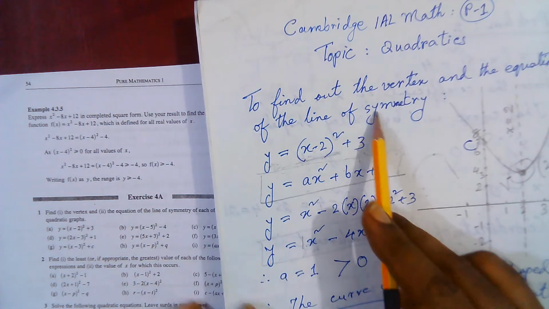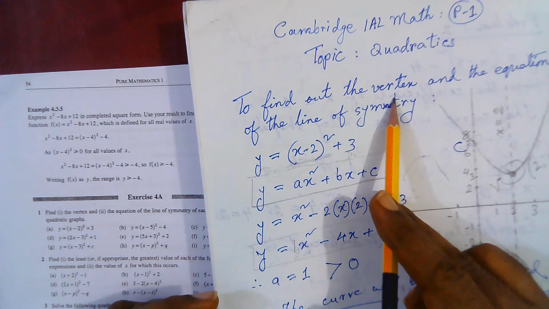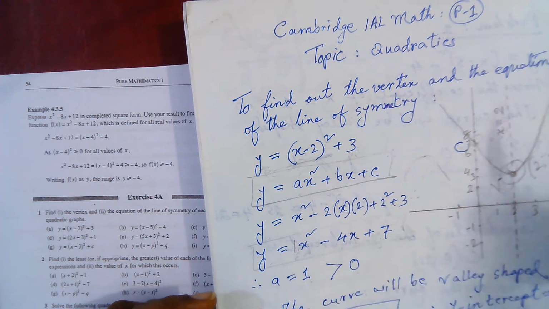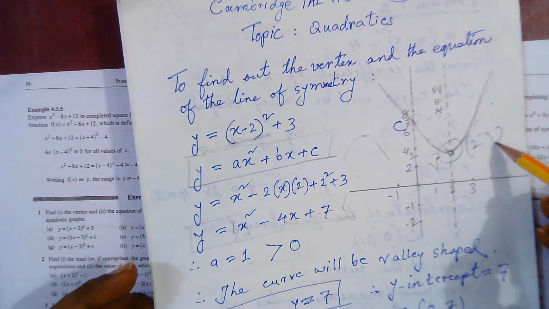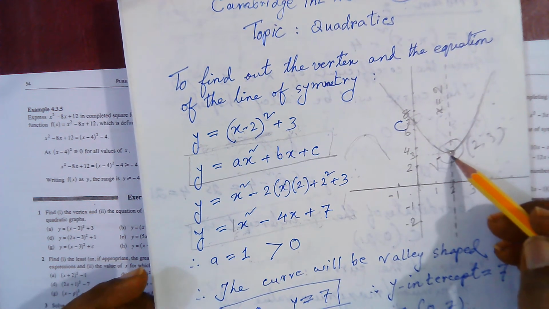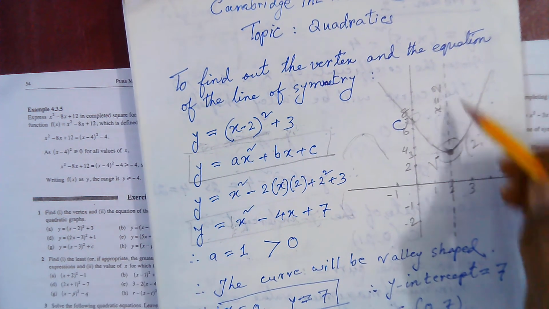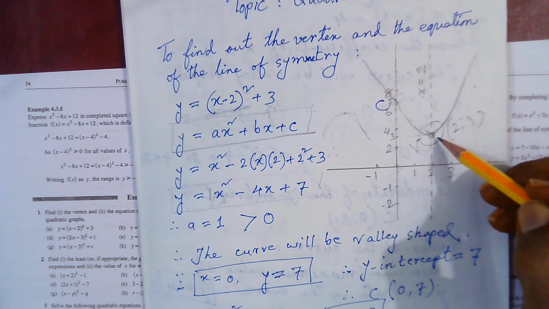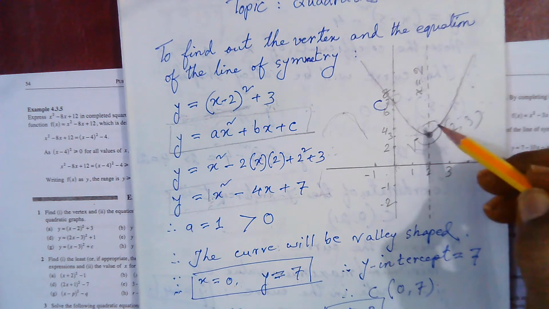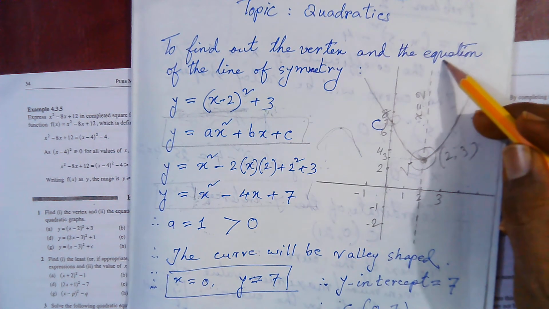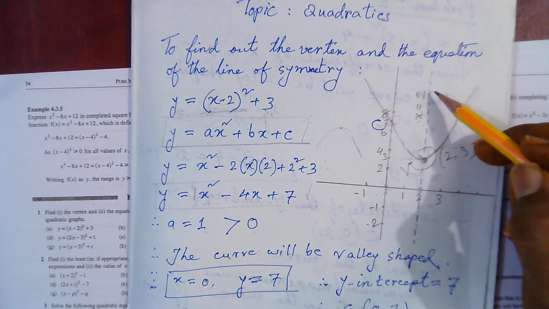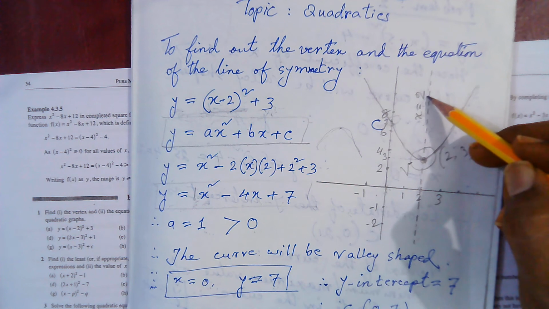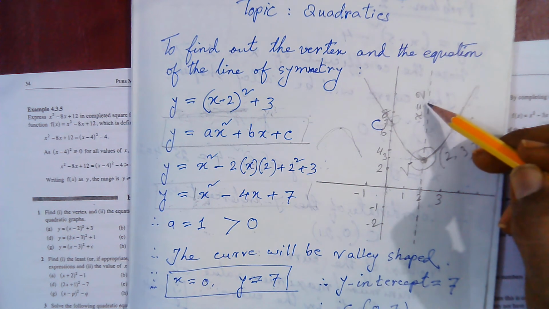So their question was to find out the vertex and the equation of the line of symmetry. So this is the vertex (2, 3). The line of symmetry will be x equals to 2 because this is the vertical line that passes through the turning point where x is 2. Therefore, this vertical line is the equation of the line of symmetry, that is x equals to 2. This one is the line of symmetry.